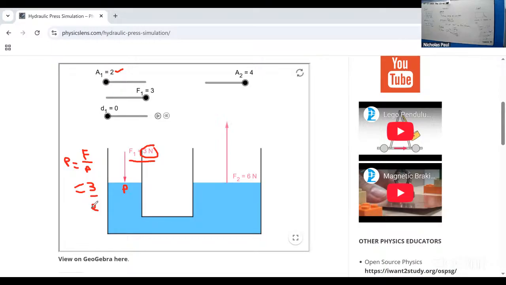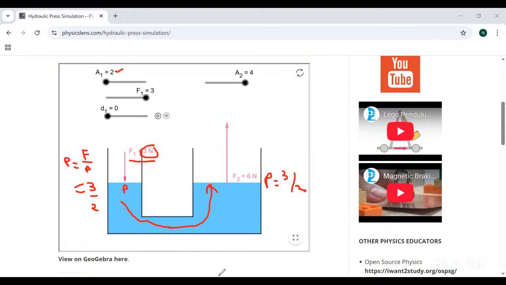Here's what's really cool about this liquid. This liquid cannot be compressed. So no matter how much you squeeze it, it's going to have the same volume. Because of that, it's going to carry the pressure from the small piston to the big piston. So the pressure here is the same thing, which is 3 over 2. You okay so far? Yes.